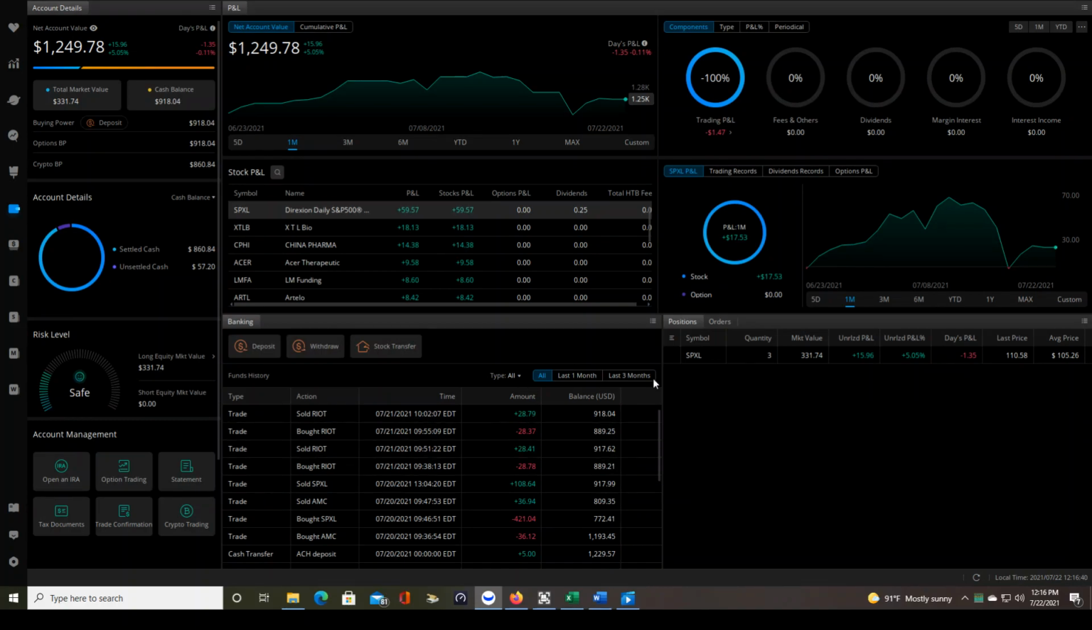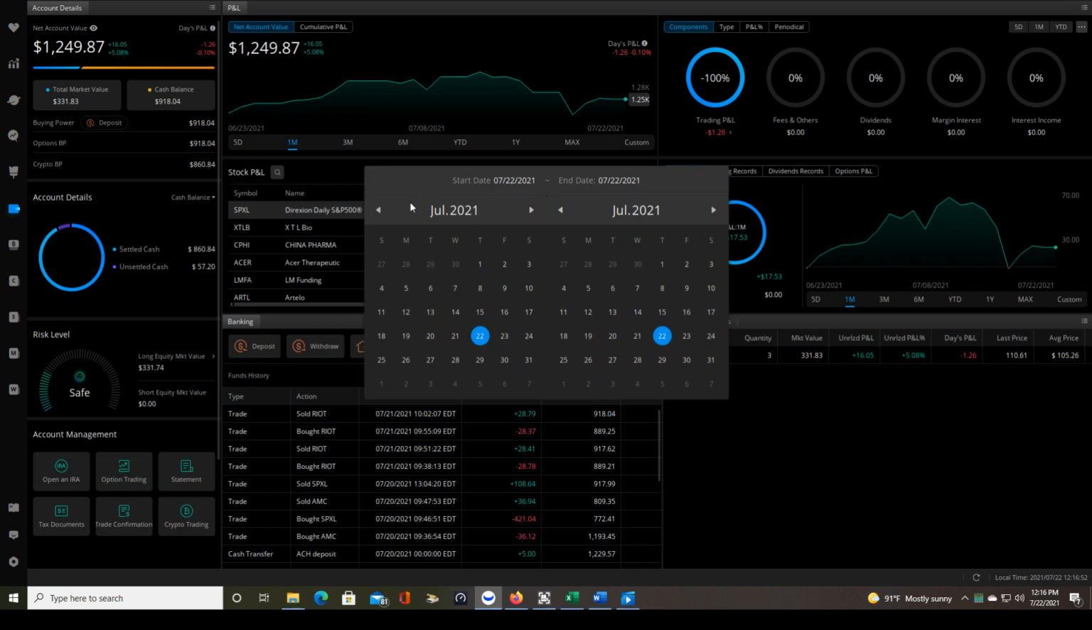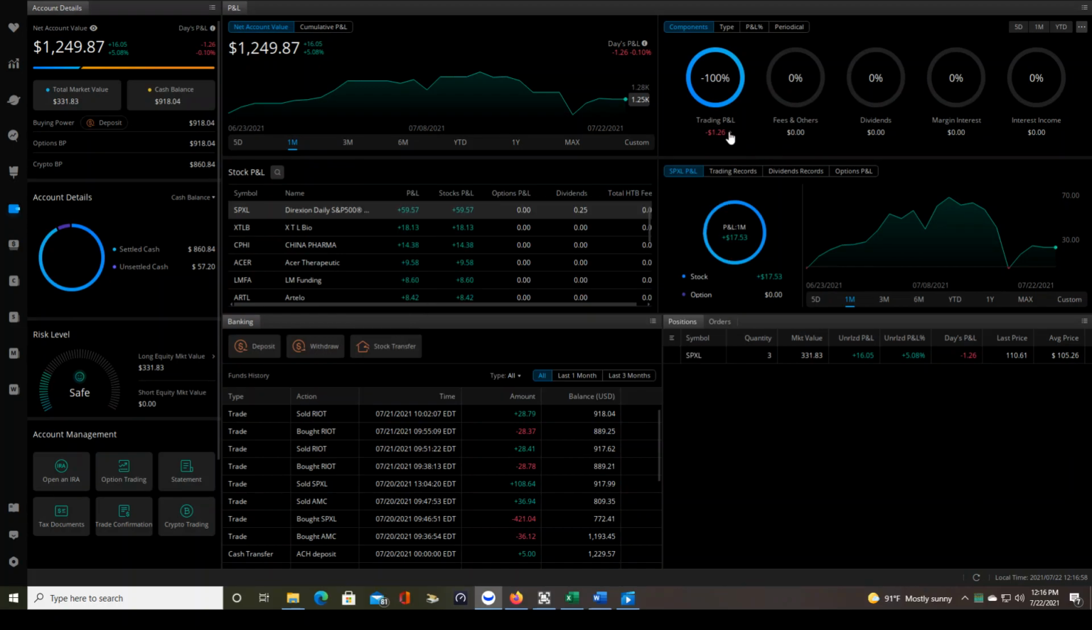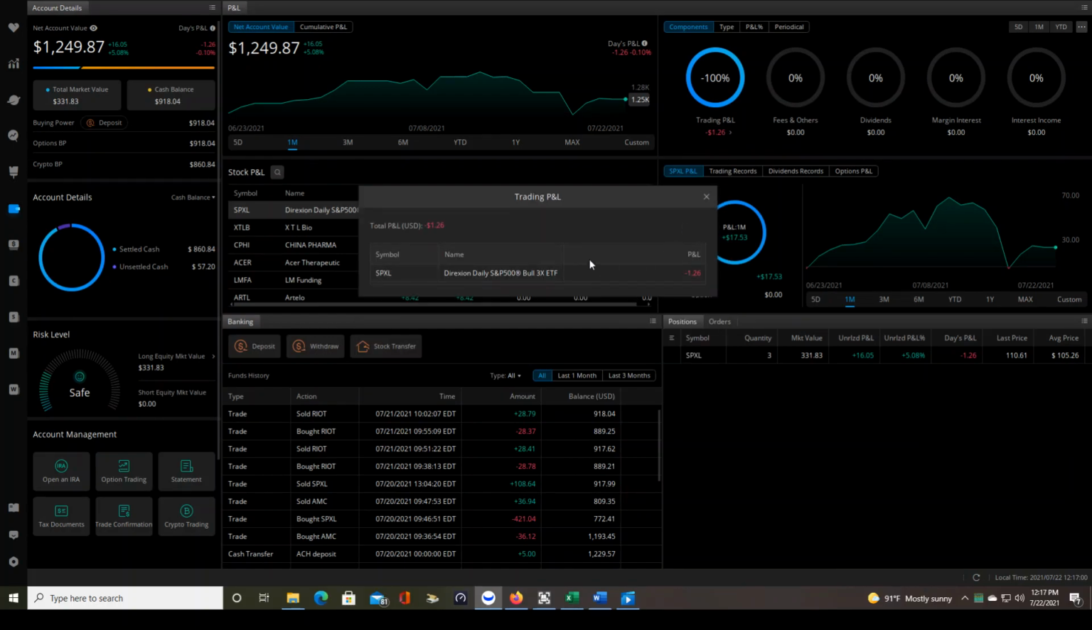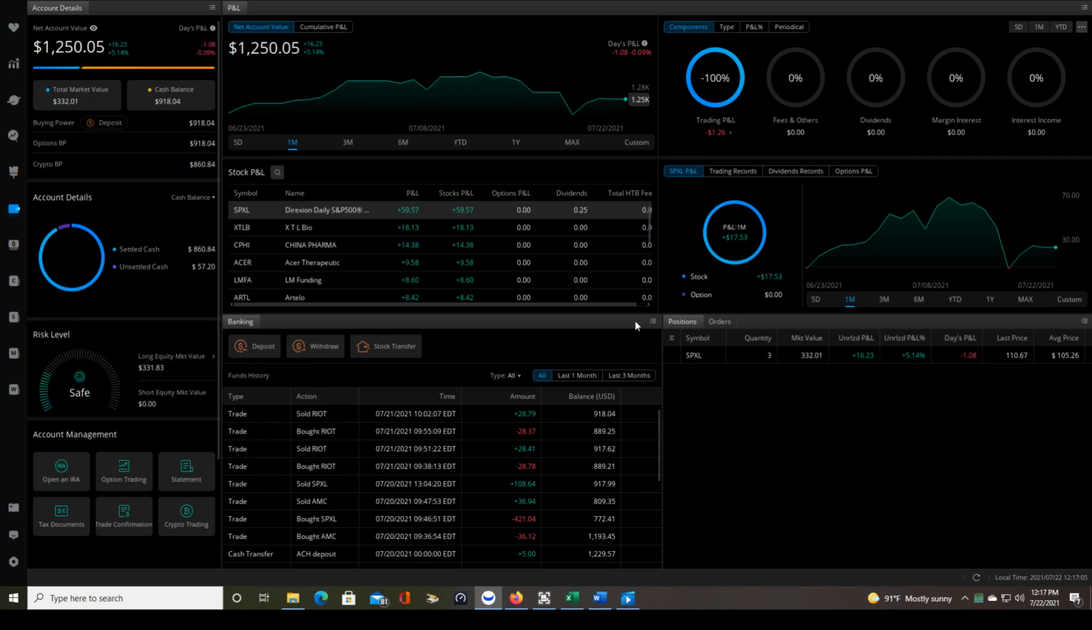So anyway, here's my account page. It looks like I'm red on the day. That's only because my swing trade on SPXL is pulling back for the day. We're still green on it overall. And I'll show you my actual P&L for the day, today, the 22nd. And you can see that all this red, this $1.26 of red, is just from the SPXL. There's no trades because I didn't take any trades today.